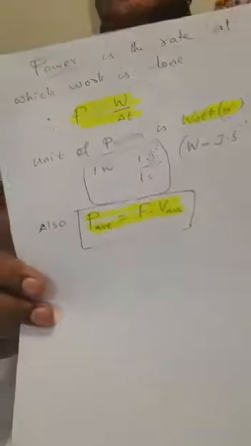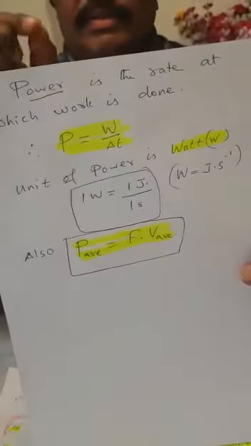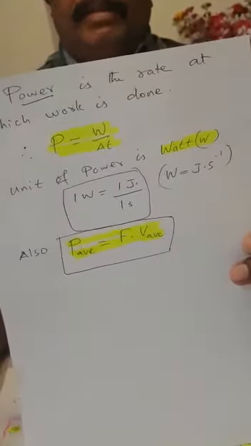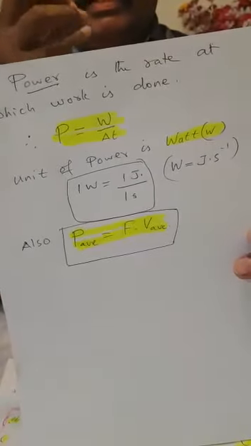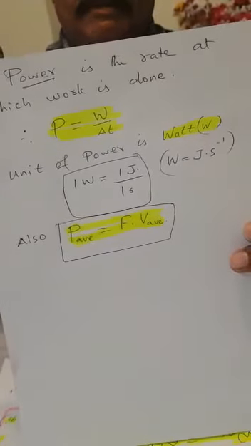Let us come to power. Power is the smallest section in this chapter. So power, the definition is like this. Power is the rate at which work is done. So actually it is telling us how much work is done within a second.